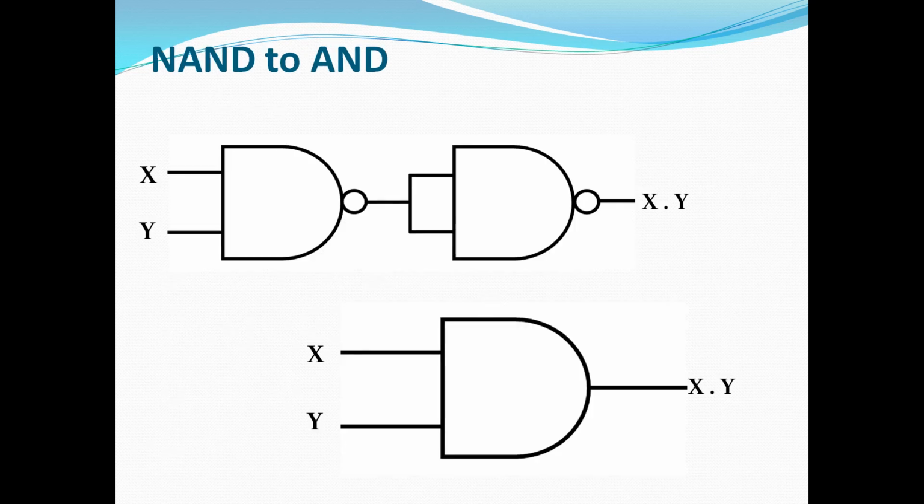Here is the figure. In this figure, two figures are there. The first figure is the implementation of AND gate using the NAND. The second figure is the AND gate.